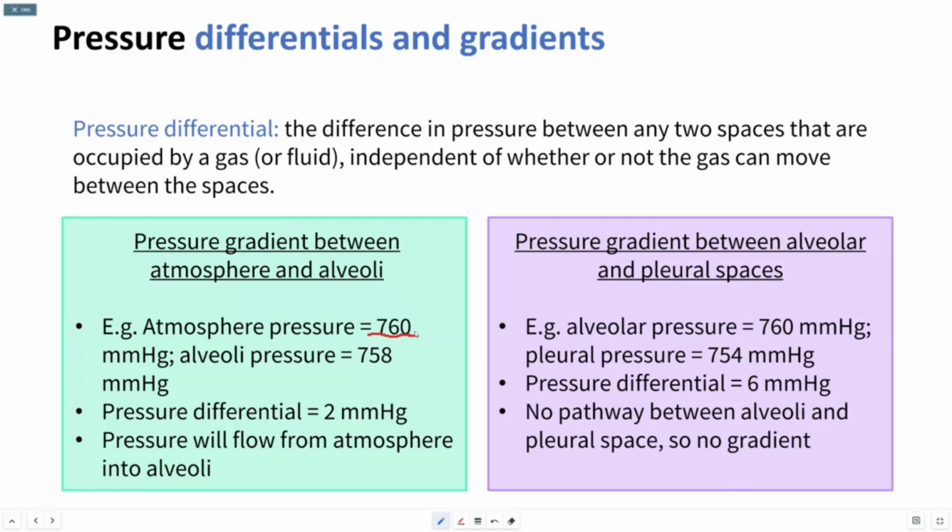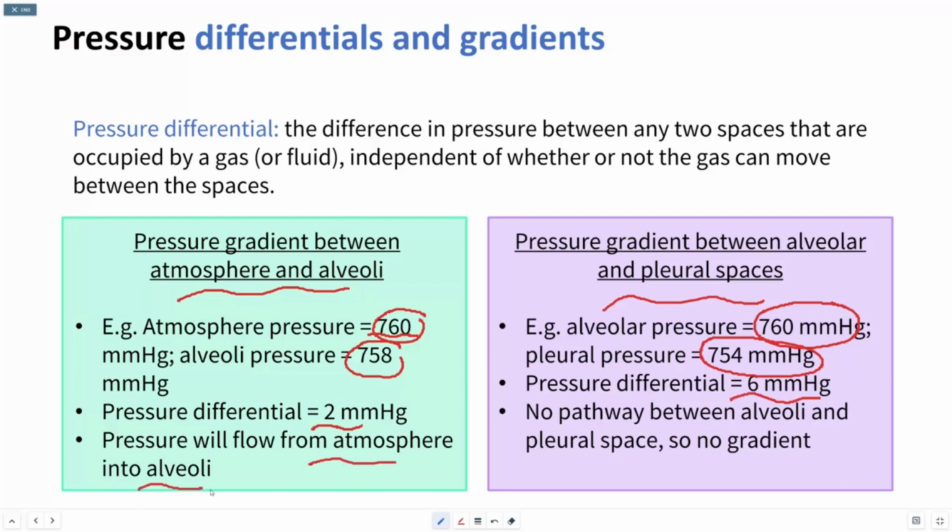So on the left-hand side, we have the pressure gradient between the atmosphere and the alveoli. Atmospheric pressure is 760. The alveolar pressure is 758. So the difference is 2. The pressure gradient between the alveolar and the pleural spaces: the alveolar pressure is 760 millimeters of mercury and the pleural pressure is 754, so the difference is about 6 millimeters of mercury. There's no pathway between the alveoli and the pleural space, therefore there's really no flow. The pressure flow will go from the atmosphere into the alveoli and vice versa.